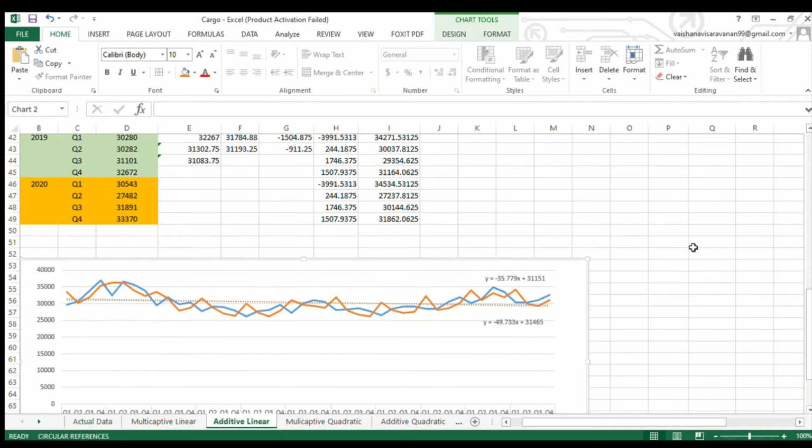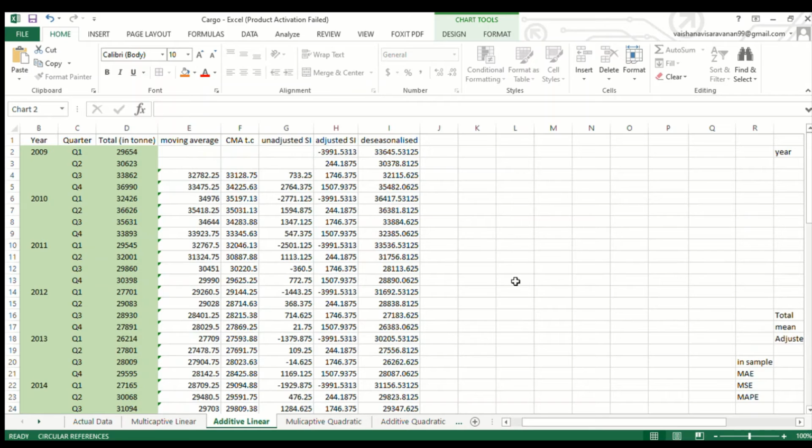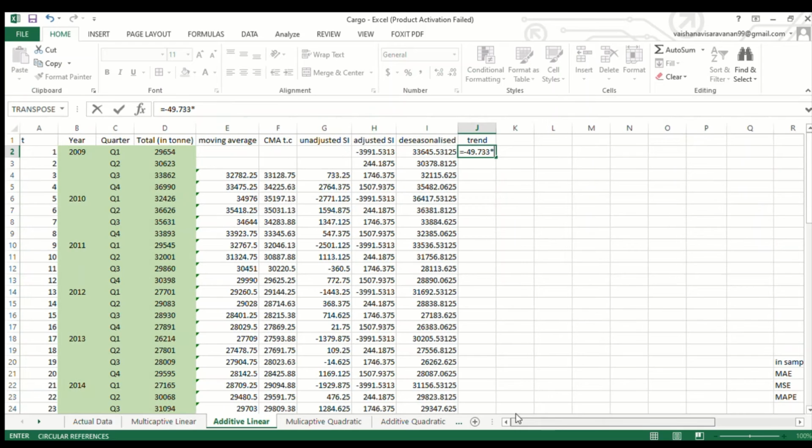So, this is our plot graph, and from the plot graph you can see that our coefficient is negative 49.733 and our intercept is 31465. Using these, we are going to get our trend values, which is negative 49.733 times x, which is our t value, plus 31465.